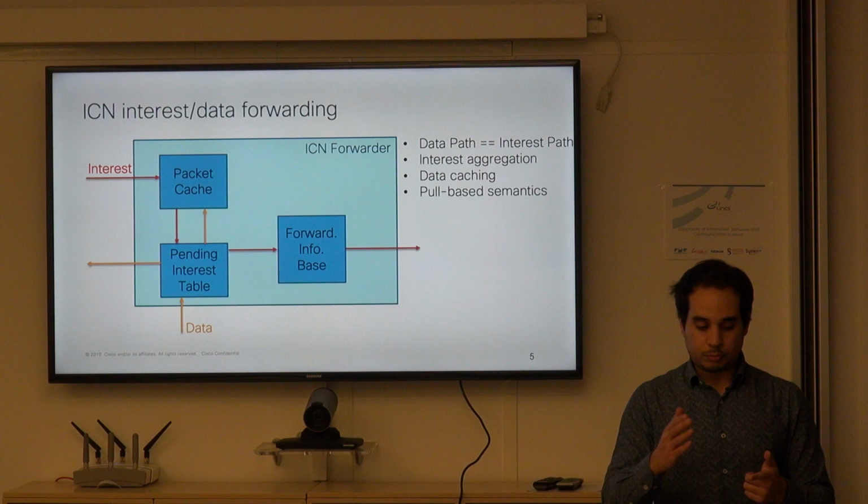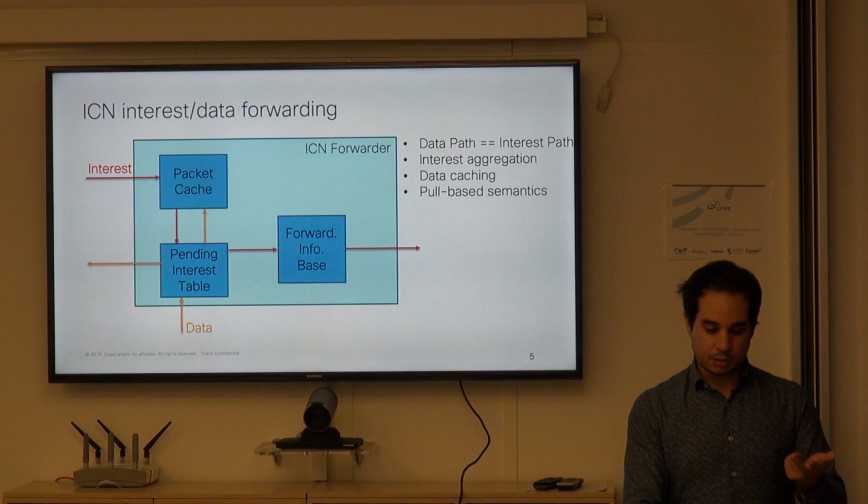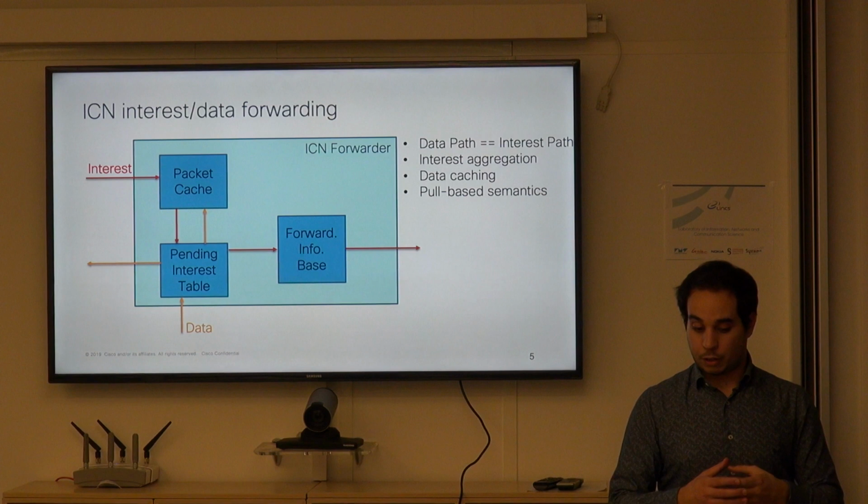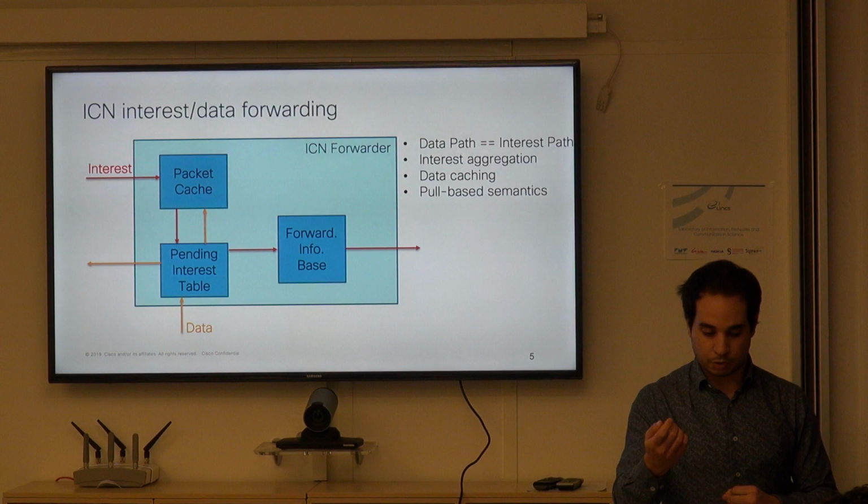Third is data caching. The router can cache the data packet. And fourth is the pull-based semantic of this mechanism, because there is basically no way for a data packet alone to be forwarded to a certain location. It must always be requested by an interest issued for the data packet. So this is basically how ICN works.